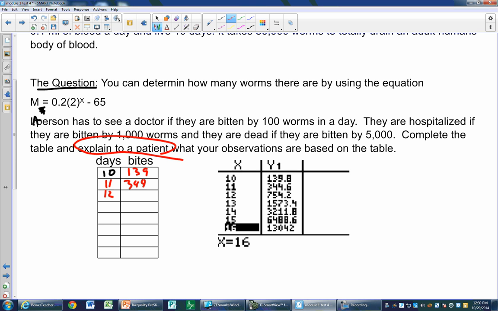Okay, so let's explain to a patient. Well, what I notice is that you have to see a doctor if you're bit by 100 worms in a day. Well, on the 10th day, you're going to have to see a doctor. You're hospitalized if you're bit by 1,000 worms. So it's not on the 12th day, it's only 754. On the 13th day, you're going to have to get hospitalized. And then on the 15th day, you're dead. Okay, so make sure you see the doctor on or before the 10th day. That's what I would explain to the patient.